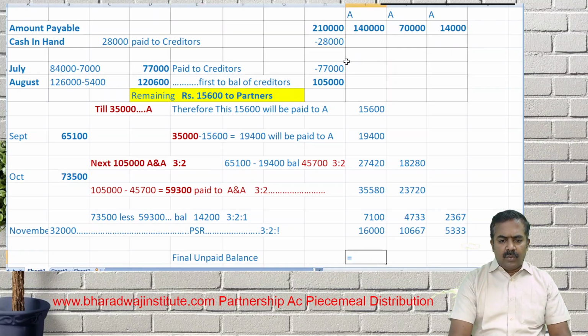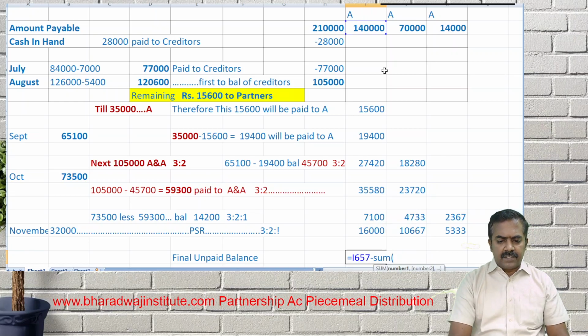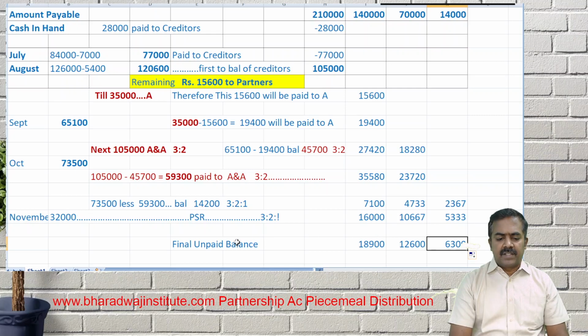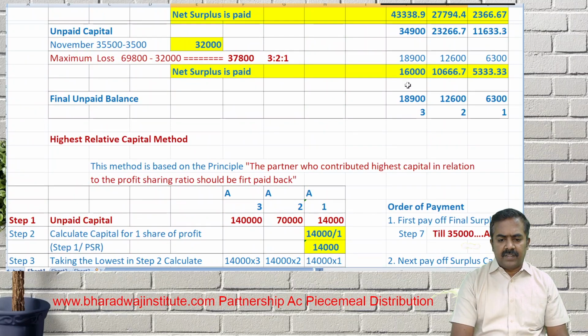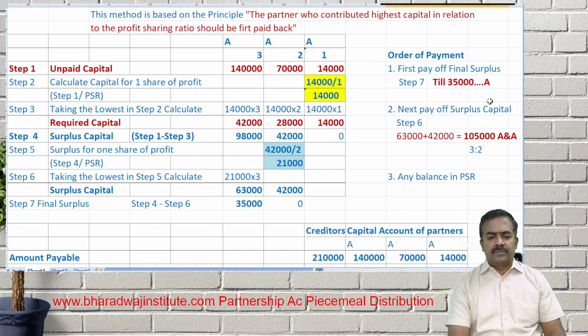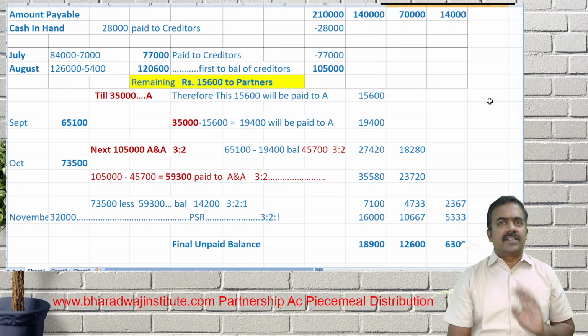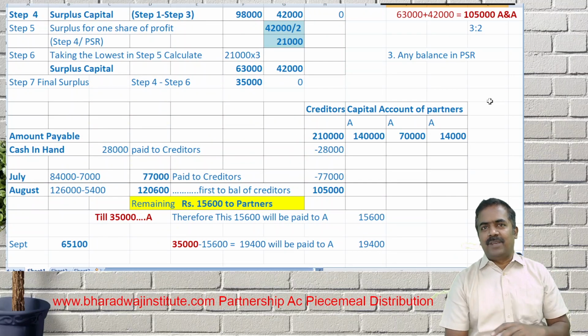Simple. 1,40,000 minus the total of all the payments made. If you deduct, what do you get? 8,900, 12,600 and what? 6,300. Check with our previous solution. Is it matching? Yes, 8,900, 12,600 and what? 6,300. So, let it be the maximum loss method or the proportionate capital method, the final answer will be what? The same. In our examination, the same problem can be given for which one?